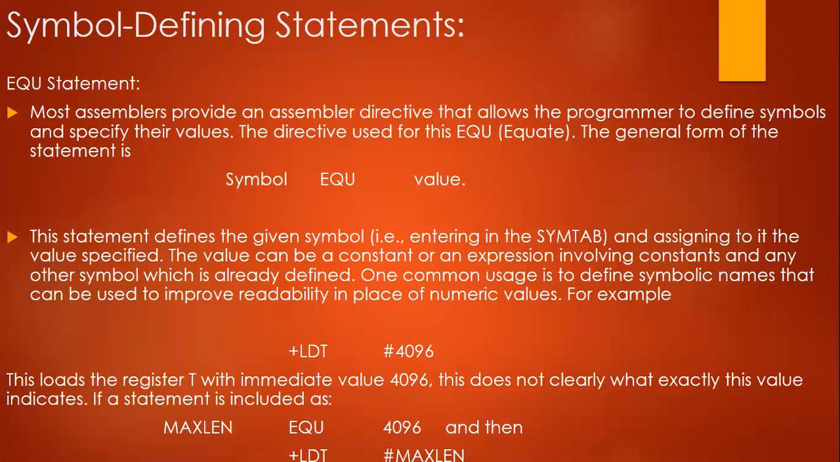Remember, this 4096 is the maximum value we can provide for any particular register exactly. Here we have a description: this loads the register T with immediate value 4096. It doesn't clearly say what exactly this value indicates. So now see, hash 4096 is the maximum length we can transfer for one particular register.